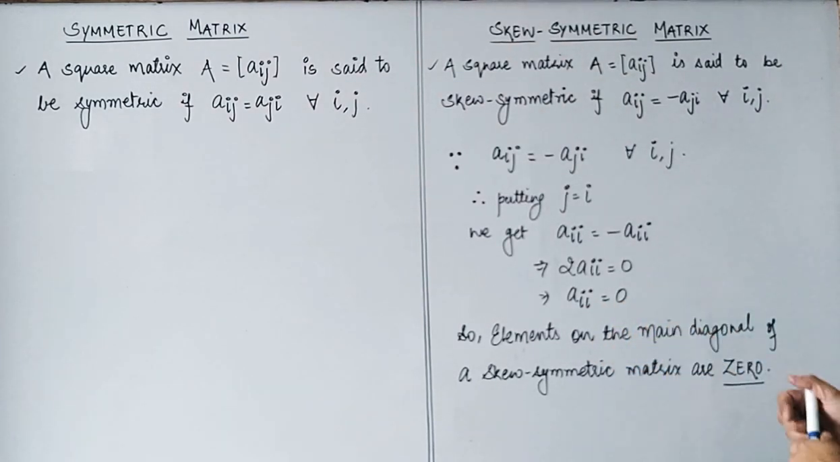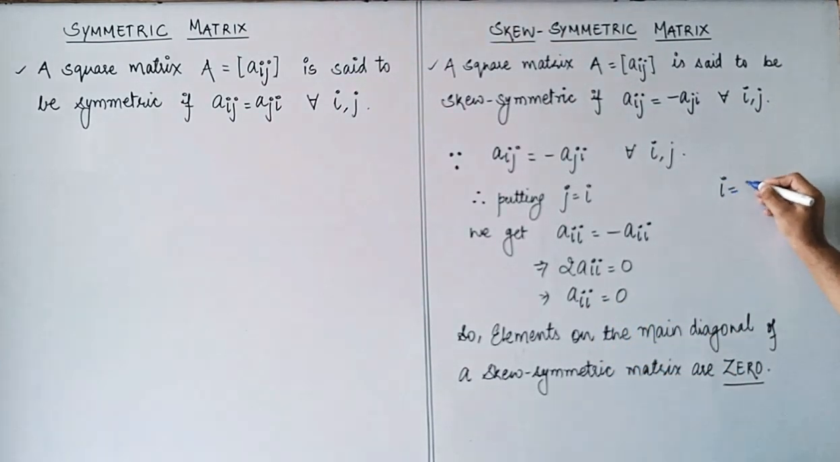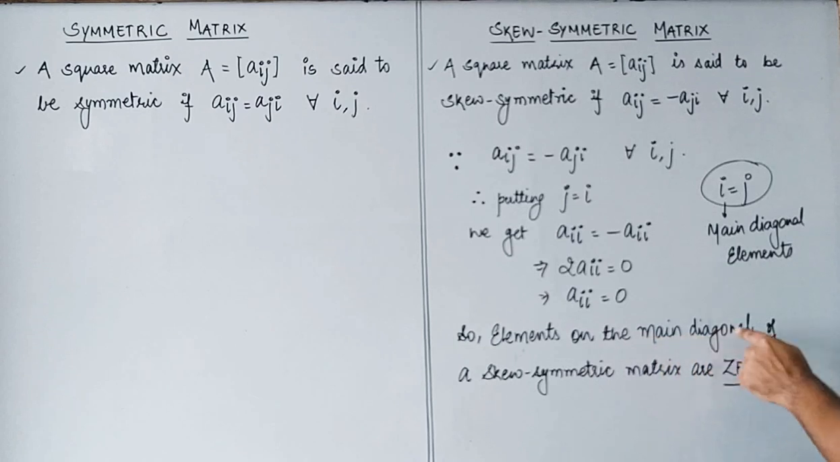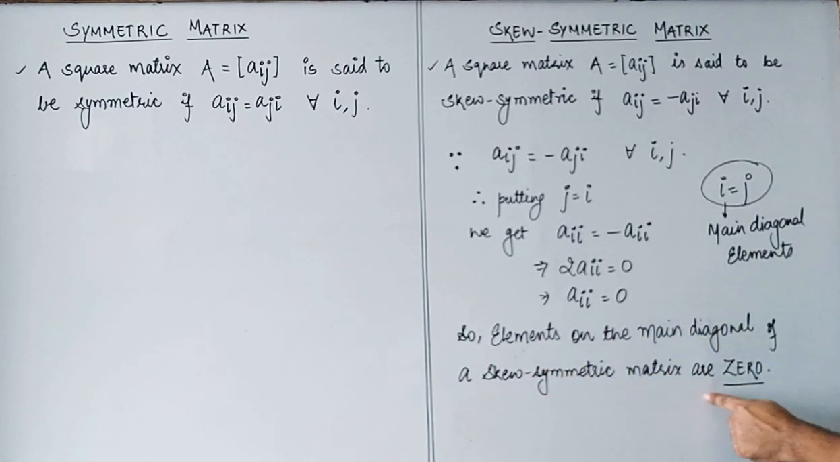And students, we know that i is equal to j in main diagonal elements. So the elements on the main diagonal of a skew symmetric matrix are always 0. Students, remember this. The elements on the main diagonal of a skew symmetric matrix are always 0. Is it clear?